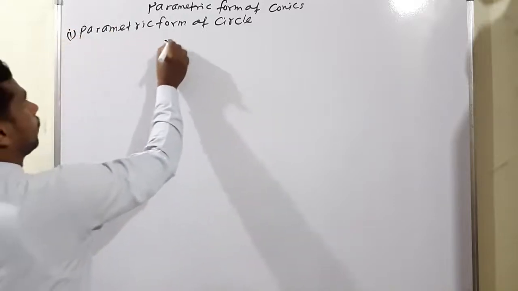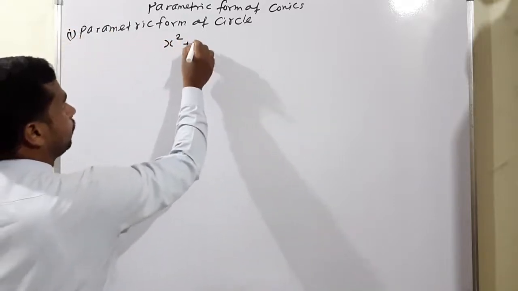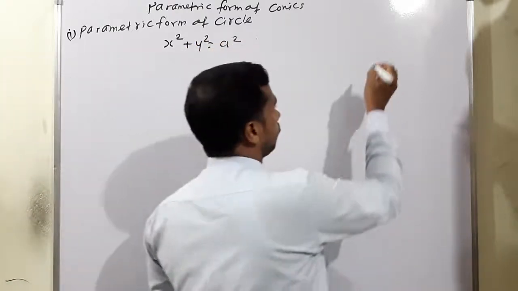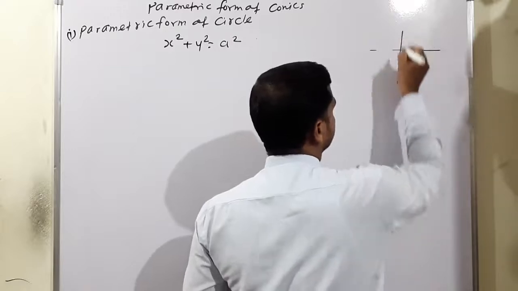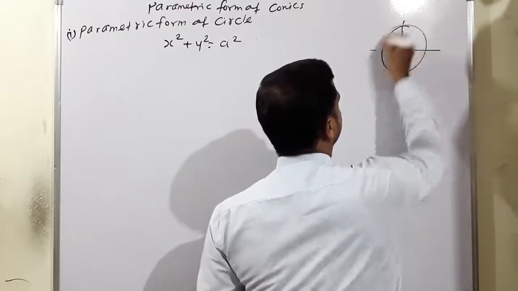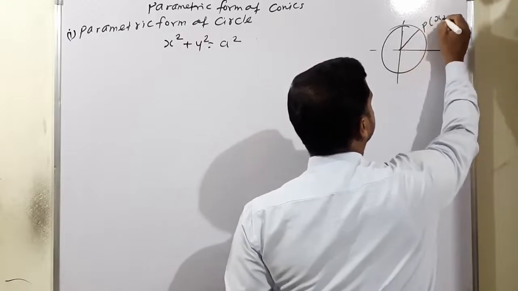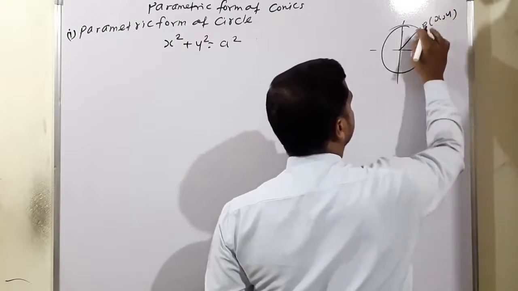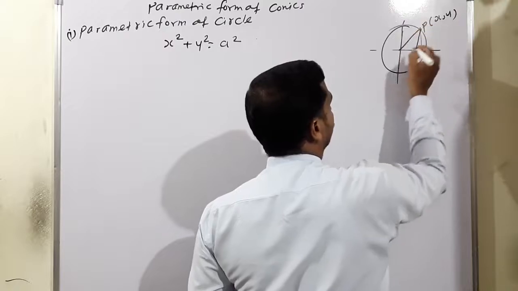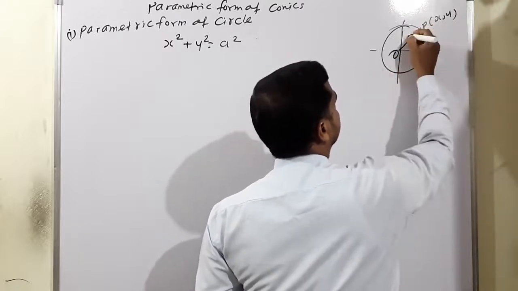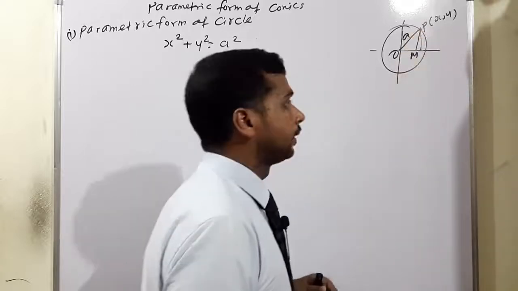So parametric form of circle means the basic equation of circle, x square plus y square is equal to a square, isn't it? If you draw, what does the circle mean? This is considered for point P, x comma y. This is called OM. This is actually a constant we have considered for radius, that is called a.